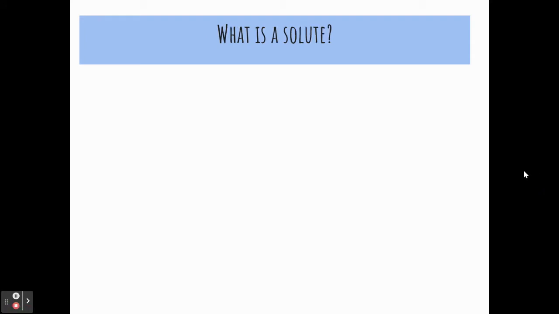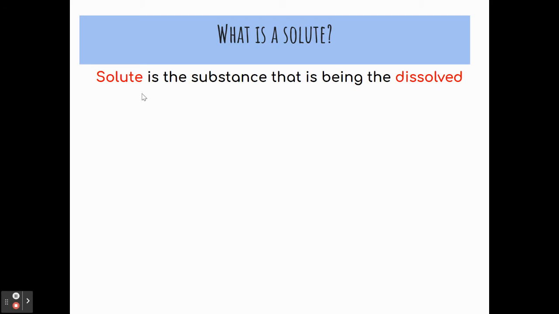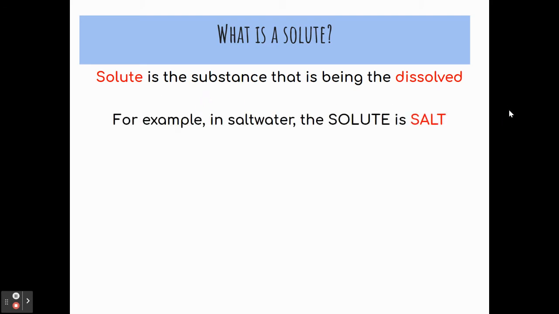So there are different parts to a solution. There's a bunch of S words that you're going to learn here. Solute is the substance that's being dissolved. For example, in salt water, you've got salt and water mixed together, and it creates salt water. Your solute is the salt, because the salt is being dissolved in water. That is your solute.